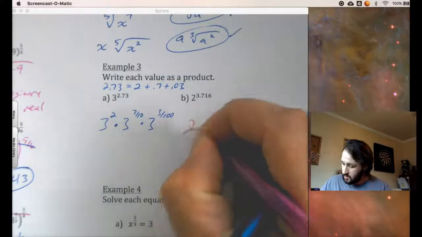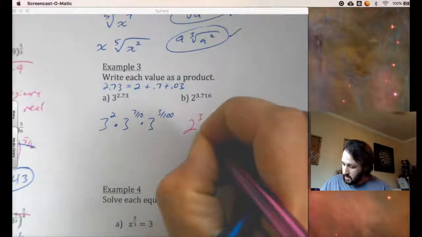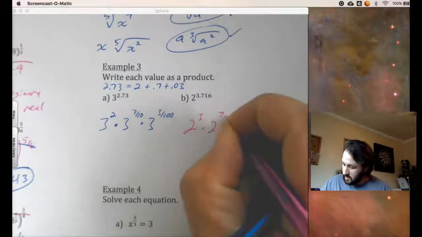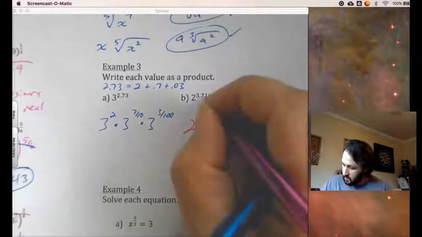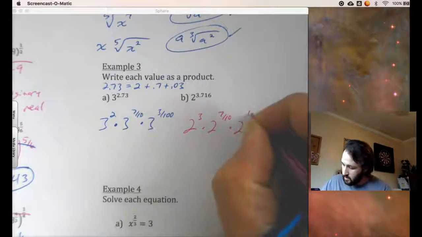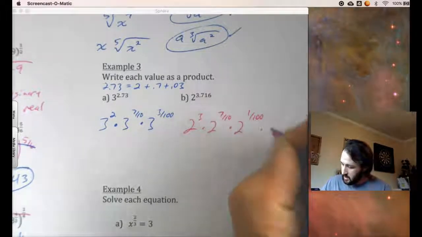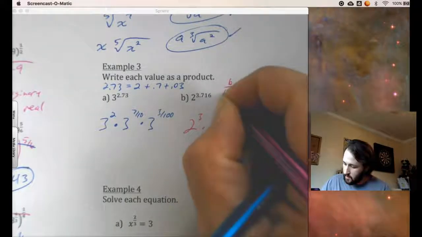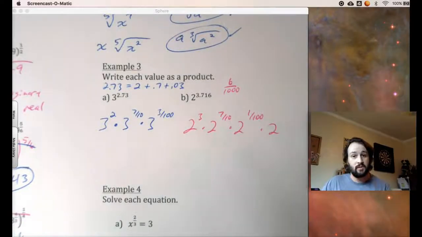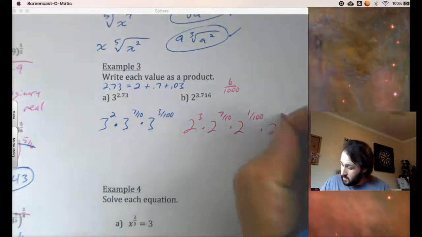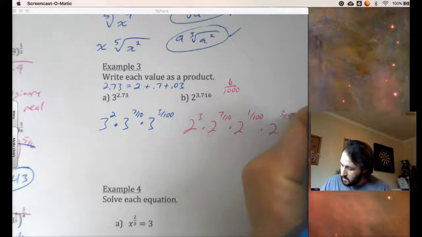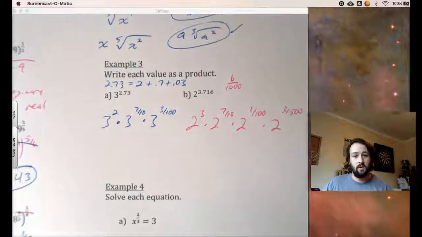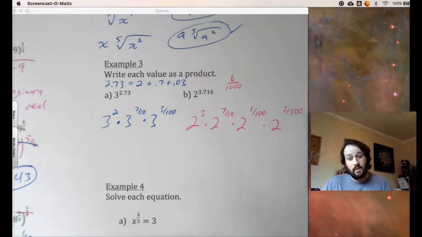3.716. So they're going to do 2 to the 3rd times 2 to the 7/10 times 2 to the 1/100th times 2 to the, now this is 6/1000, which is the same thing as 3/500. So you could see either way. My guess though is they're going to reduce that to 3/500 because it's in the thousandth place. All right, but that's pretty much it.